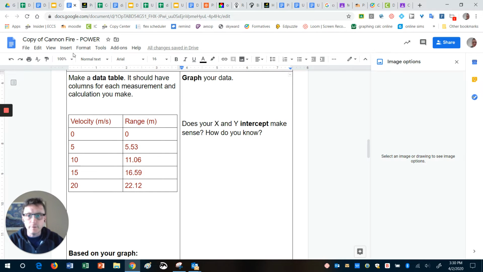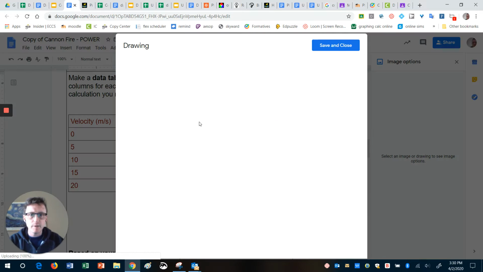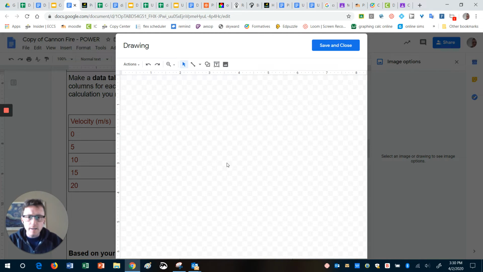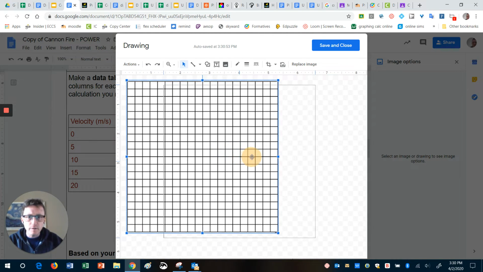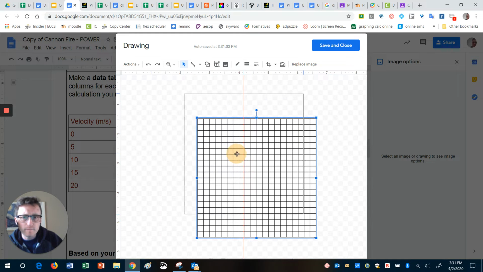Okay, something happened there. So what we're going to do is just insert a drawing. Just make a new drawing. I copied the picture of the graph here, so I'm going to put that in here. This is actually the same graph that you had in. I'm going to shrink this up just a little bit.